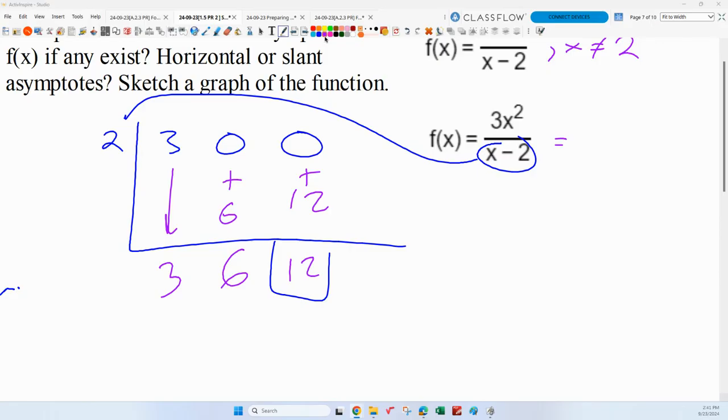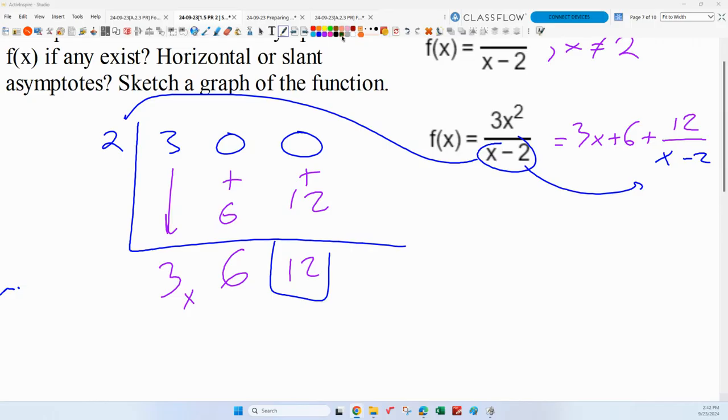Okay, good. This is the constant, so that would be the coefficient of x and so on. And that's the remainder, which is what remains over the denominator. So we get 3x plus 6 plus 12 over x minus 2. Okay? Now in the limit, this is the great trick.